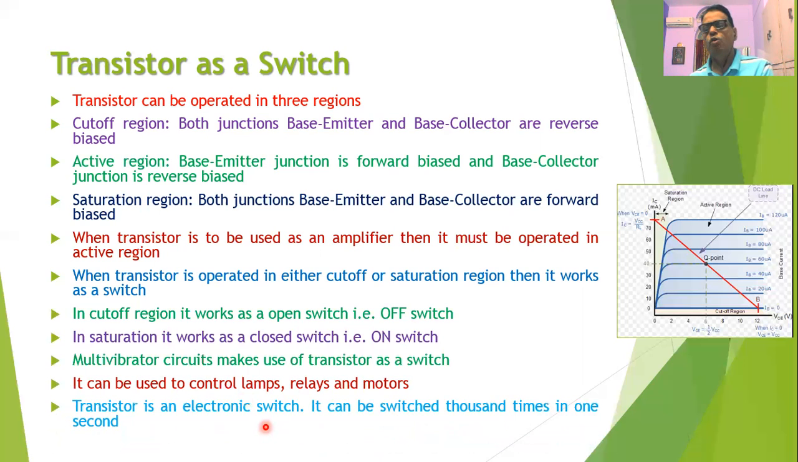Transistor is not an ordinary mechanical switch. You can easily observe that the transistor is an electronic device, and therefore when a transistor is worked as a switch, then it works as an electronic switch. It means that this switch can be operated 1,000 number of times in a very small amount of time. That is, in 1 second, we can make the switch on and off even 1,000 or even more than that times.